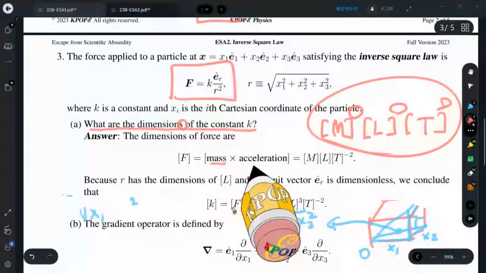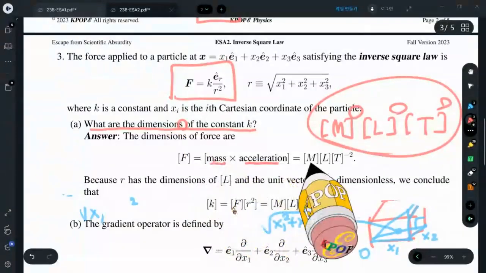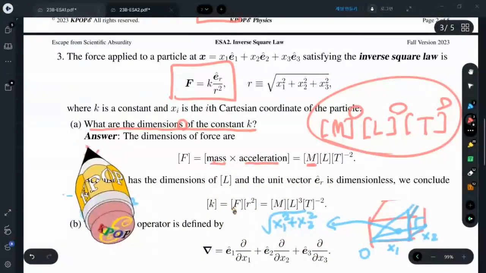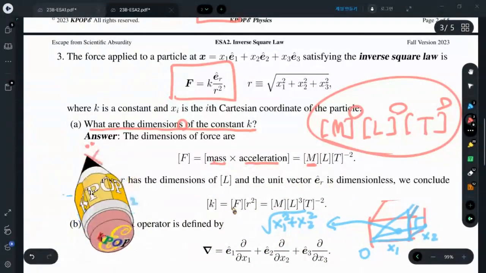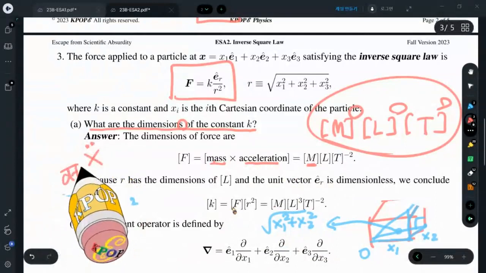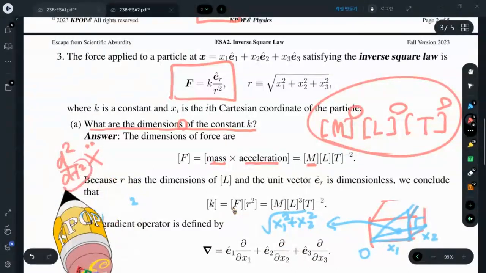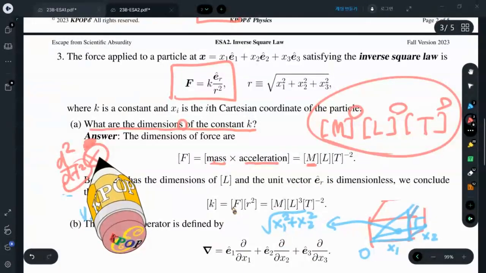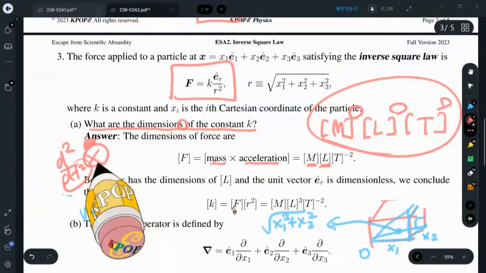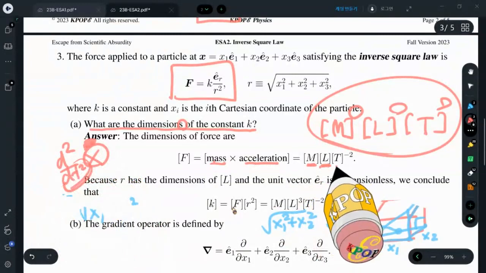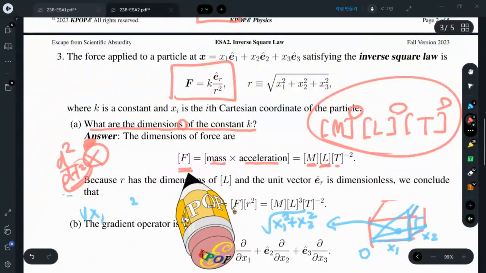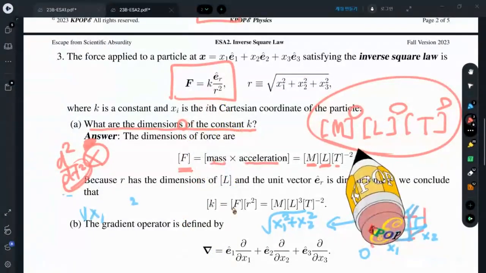Force is mass times acceleration, and mass is the dimension. Acceleration is a double time derivative. The double time derivative has time appearing twice in the denominator and length appearing in the numerator, single time and double time, so minus 2. Okay, that's the dimensions of force.